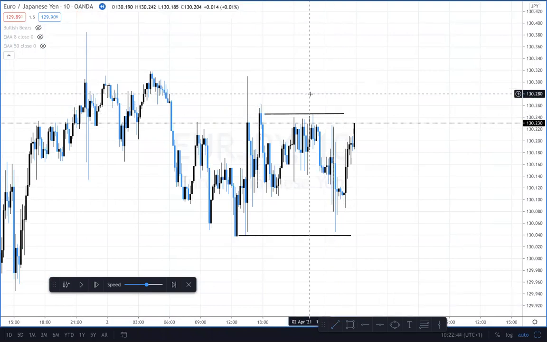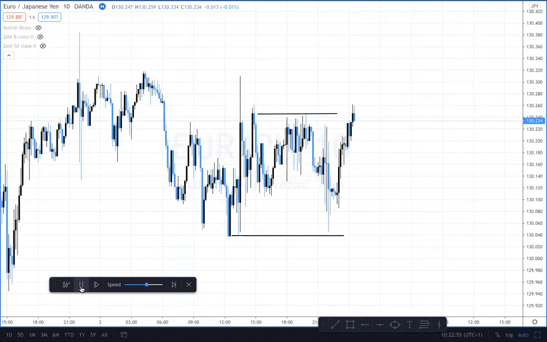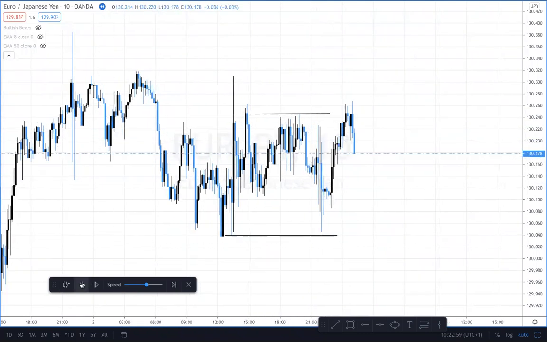Do I know which one is going to be taken? No, I don't. But I can patiently wait for price to play out, right? Sit around and see, okay, we grab that liquidity right there. Now, what do we do? I know we've grabbed liquidity up there.